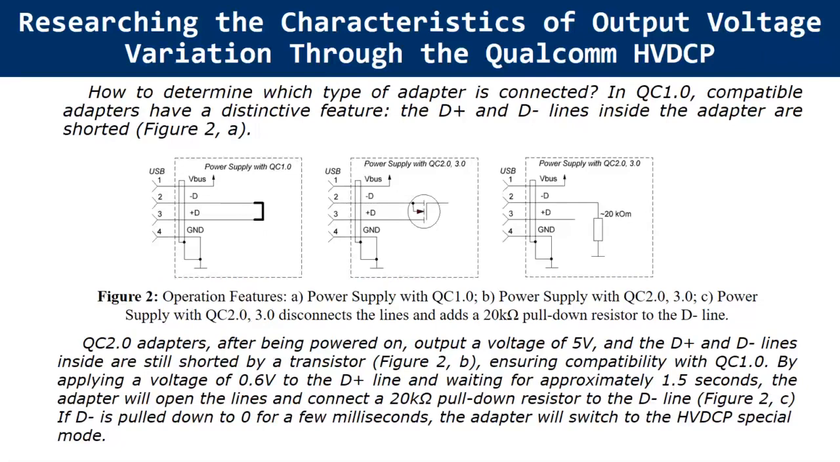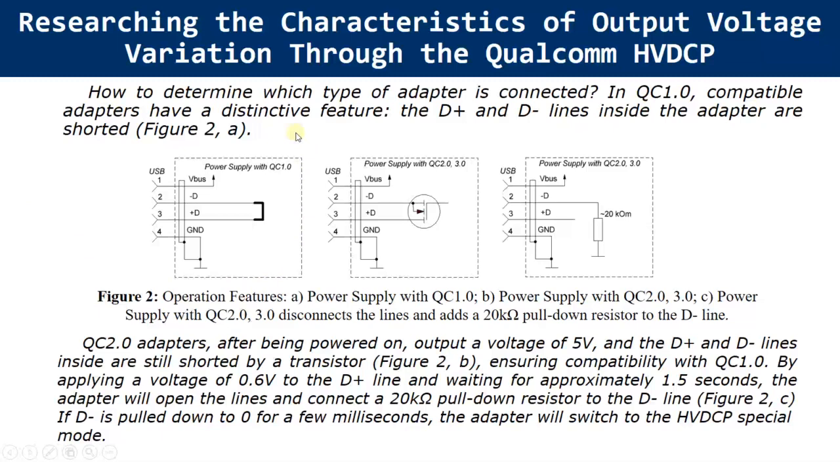Researching the characteristics of output voltage variation through the Qualcomm HVDCP. How to determine which type of adapter is connected. In QC 1.0, compatible adapters have a distinctive feature: the D+ and the D- lines inside the adapter are shorted. Figure 2a.